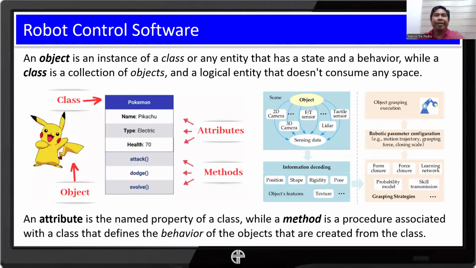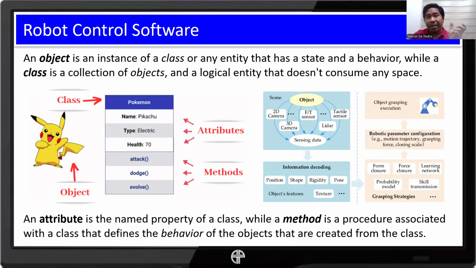Right? And now we mentioned the terms class and objects. Remember that an object is an instance of a class or any entity that has a state and a behavior, while a class is a collection of objects and a logical entity that doesn't consume any space. For example, we have a class of Pokemons. It's like a list of Pokemons. So you list down all the Pokemons that you know, such as Pikachu.